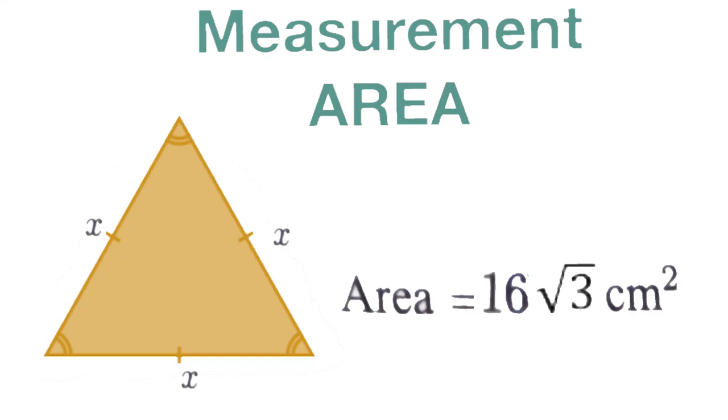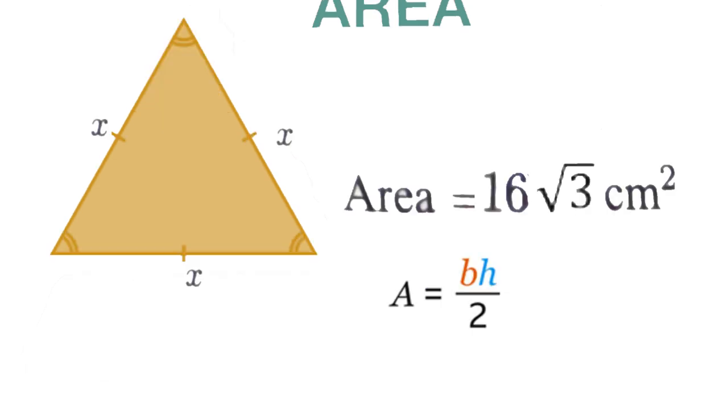An equilateral triangle with an area of 16 root 3 centimeters squared has lengths of value x, which we need to find. To begin with, we want to see what the formula of the area of a triangle looks like. And so the formula for the area is given by the base multiplied by the height divided by 2. Well, we do have a base over here, but we do not have the height. We need to find the height.